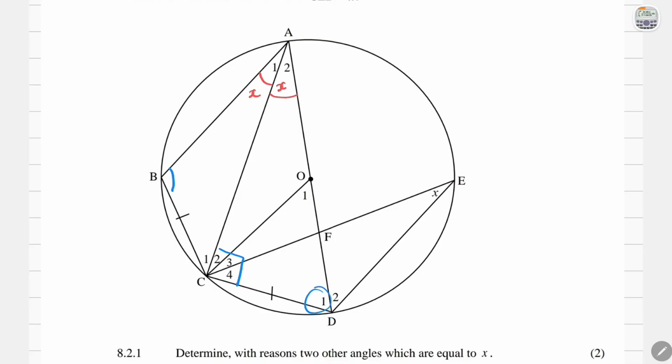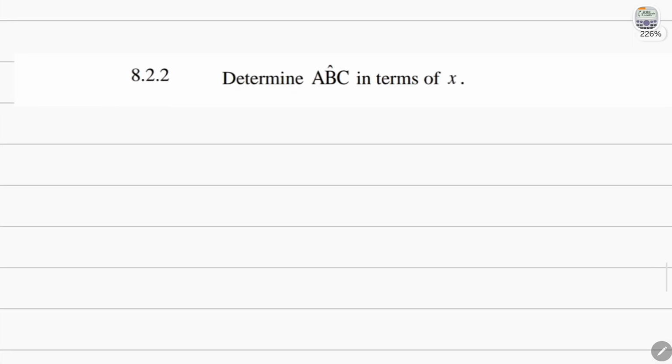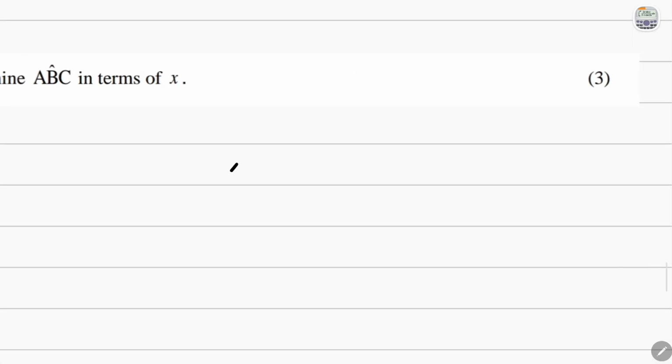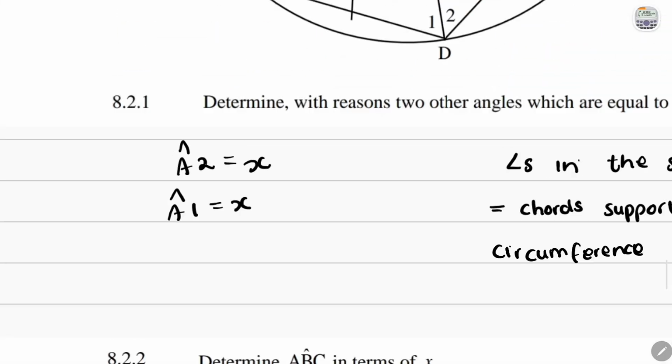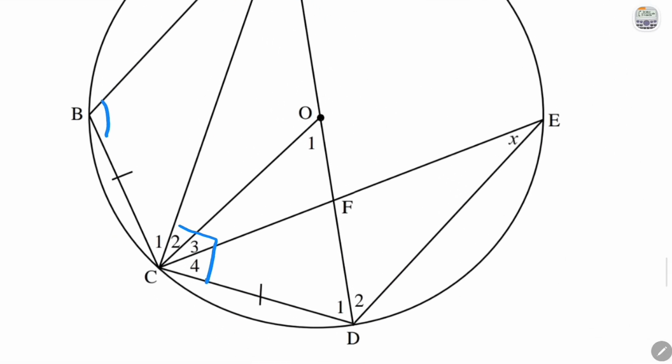So we can start off there and we'll be able to find angle D1. So angle ACD is equal to 90 degrees. Reason: angle in a semicircle. And now that we know that, we can just find this angle, angle D1.